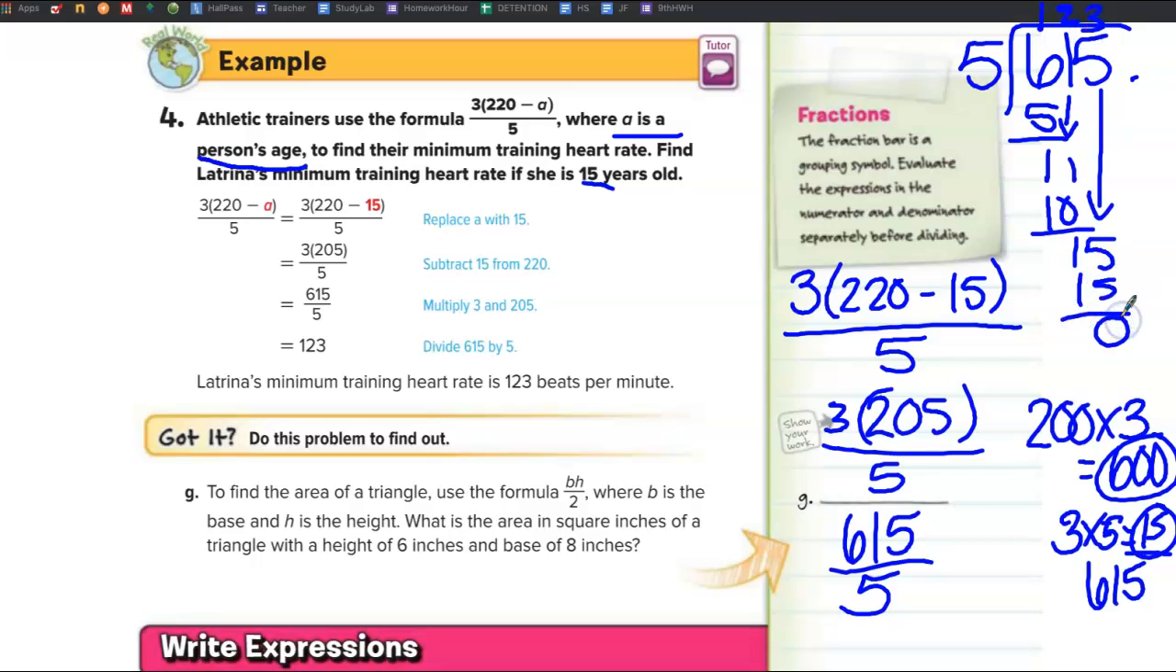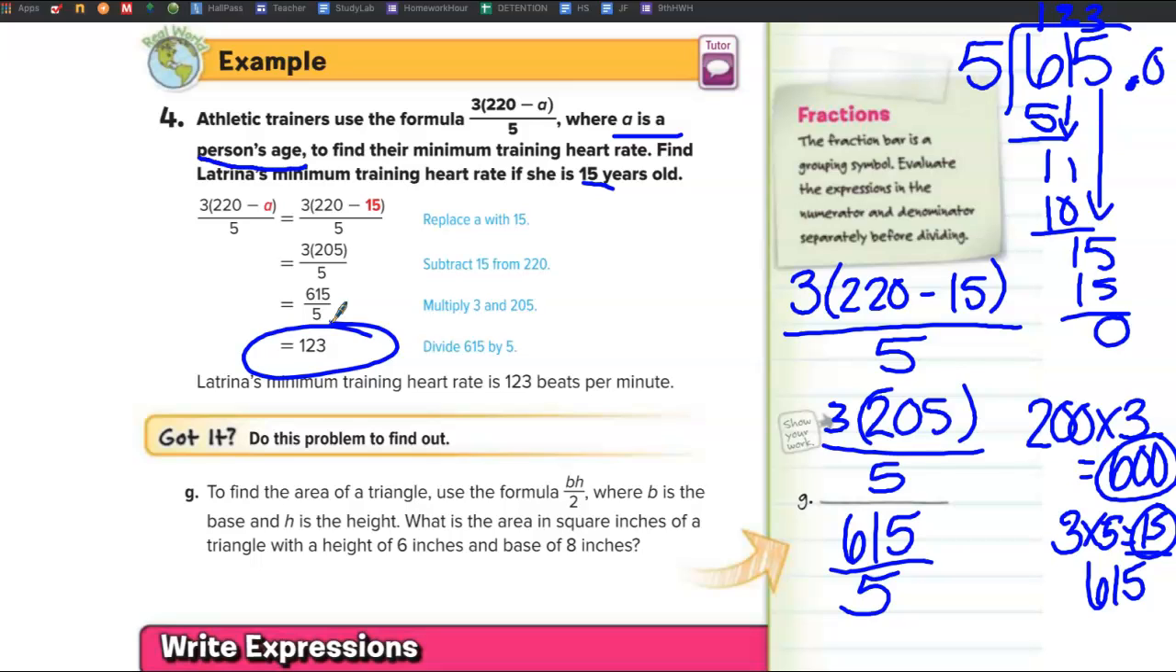What if I wouldn't have gotten 0 there? What would I do? That would have been a decimal. I'd add a decimal and then add a 0 and bring it down. So if you don't get a nice clean number when you're done, add a decimal and 0. So her target heart rate is what?